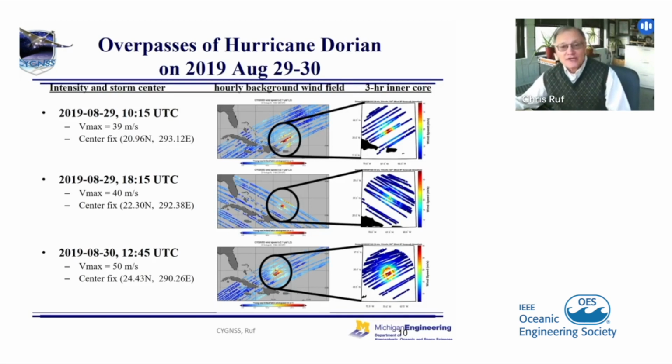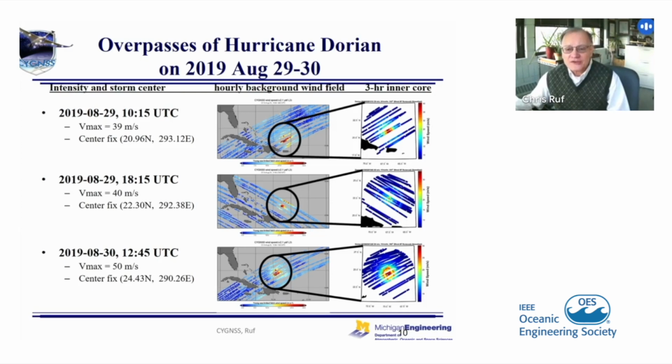So this is an example of some of these same types of measurements that are made as we flew over a particular hurricane, Hurricane Dorian in 2019. These are sequential overpasses of the storm. At most latitudes, we go over a storm 2 to 3 times a day. At this latitude, it's twice a day. And you can see an overpass here at 10 UTC, and then 18 UTC, and then the next one on the following day, August 30th.